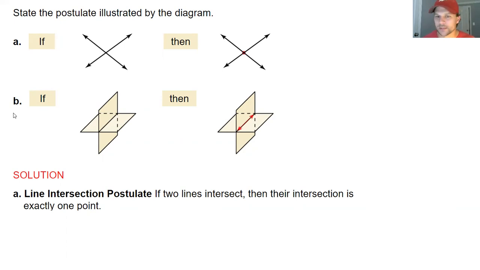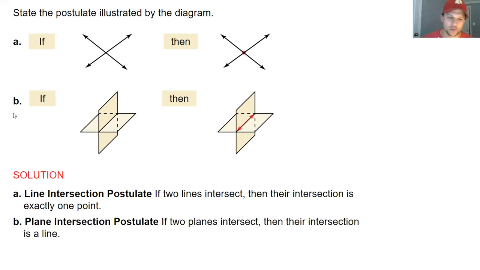So using that same type of logic to go on to part B, looks like there are two planes that are being intersected, and then the next diagram on the conclusion has a red line between them, so that would be the plane intersection postulate. Two planes intersect, then their intersection is a line. Again, notice that these postulates are also hypothesis and conclusion. You have if, you have then.